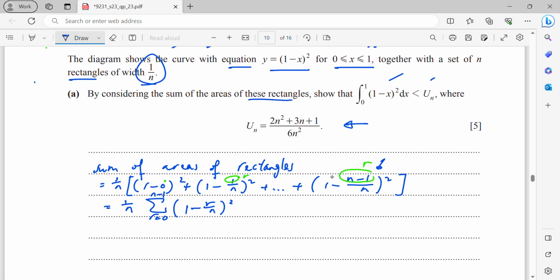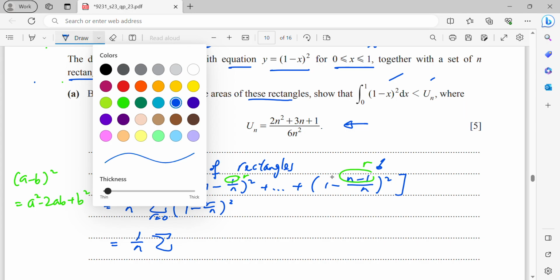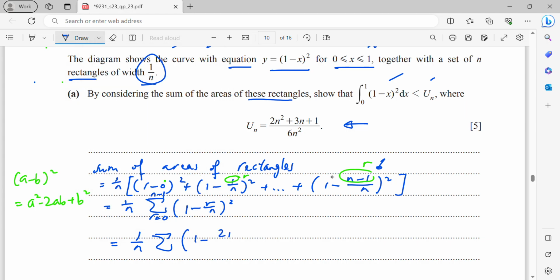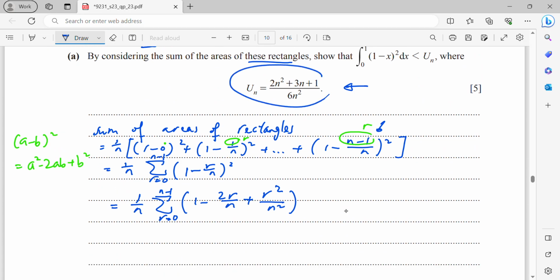Then from here, I will do expansion. This is 1 over n summation of the square of 1 minus r over n. You can just expand using the quadratic, a squared minus 2ab plus b squared. That is the quadratic expansion. Then I will get 1 minus 2r over n plus r squared over n squared, and the r starts from 0 until n minus 1. Okay, so now you need to prove this later on.